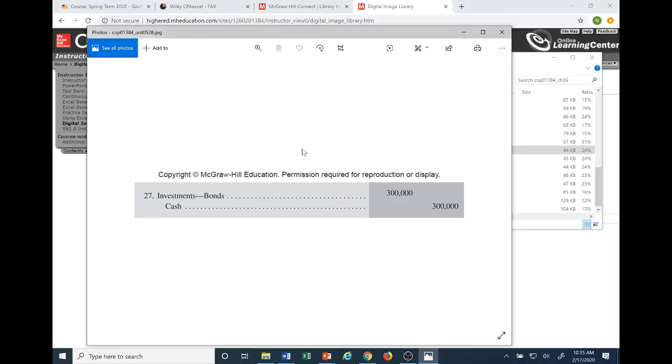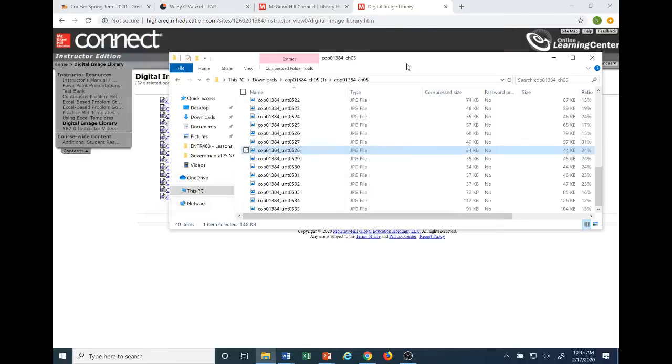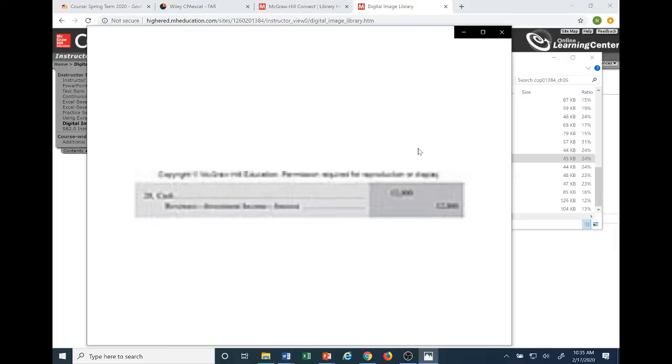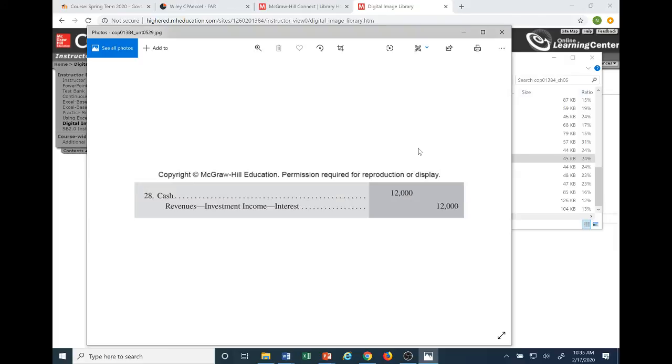So we've invested that. Now, it says on October 1st, $12,000 interest was received. Remember, we receive interest payments on October 1 and April 1. So we're going to debit cash, right? We're getting money. Cash is an asset. It's an original debit. It's going up. Revenues, remember, is an original credit. That's offsetting the entry. Offsetting the debit is going to be the credit to revenues.